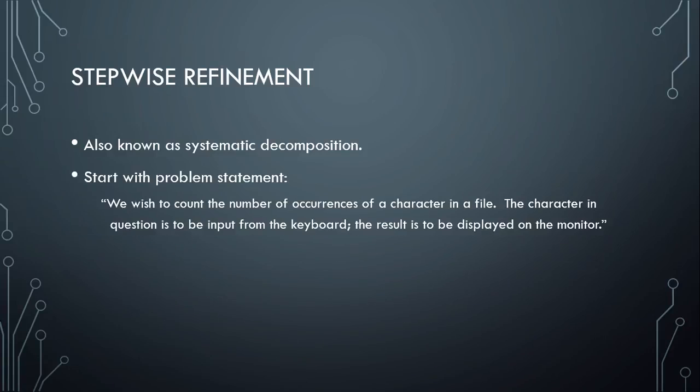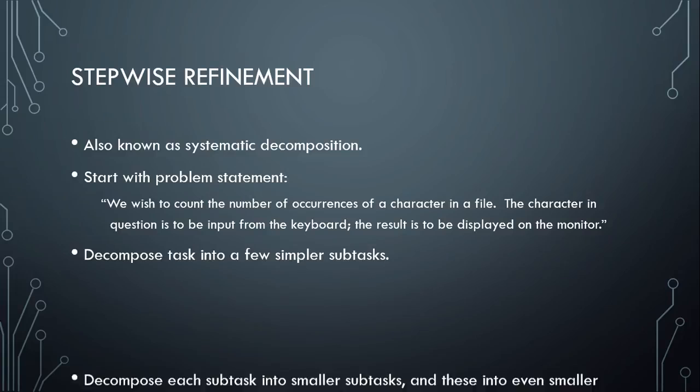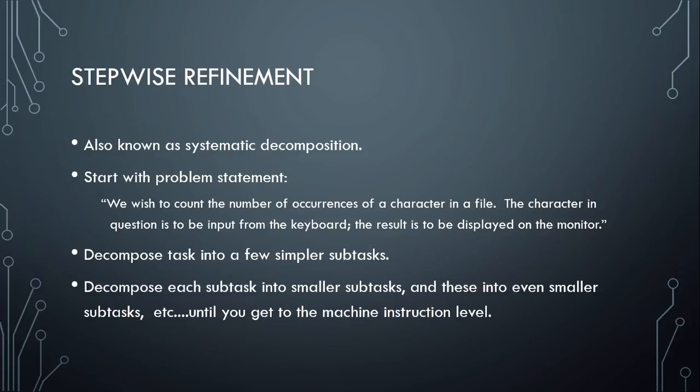It starts with the problem statement. We wish to count the number of occurrences of a character in a file. The character in question is to be input from the keyboard, and the result is to be displayed on the monitor. We then decompose that task into a few simpler subtasks. Decompose each subtask into smaller subtasks, and these into smaller subtasks, etc., until you get to machine level. So you're breaking it down until it gets to the simplest possible form that you can make it. You're down to the ADDs and the ORs and the NOTs and everything else that we've seen with logic gates.